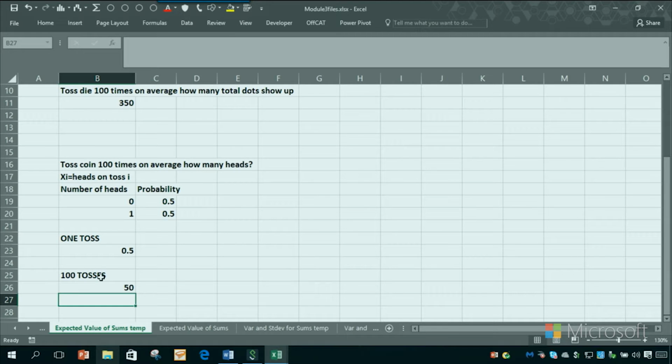So in the next video, we'll talk about how to find the variance and standard deviation for random variables, but they have to be independent or it's a very difficult problem. So we'll assume the random variables we're adding up are independent.